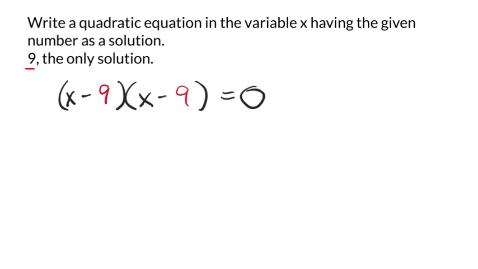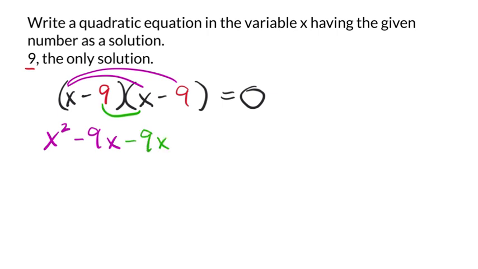Now, since it wants the quadratic, all we got to do at this point is distribute. So I'd say take this x and multiply it by that x, which is going to be x squared. Then I would have x times negative 9, which is negative 9x's. And then I would distribute this negative 9 to the x, which is also negative 9x's. And then negative 9 times negative 9 is positive 81. And yes, this still equals 0, and we're very close to having that quadratic.